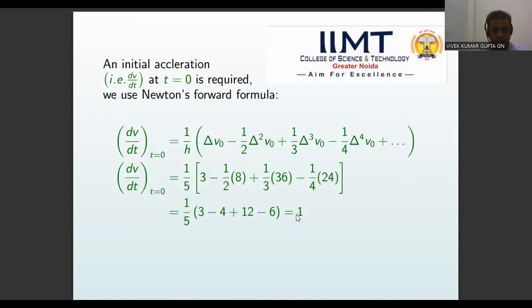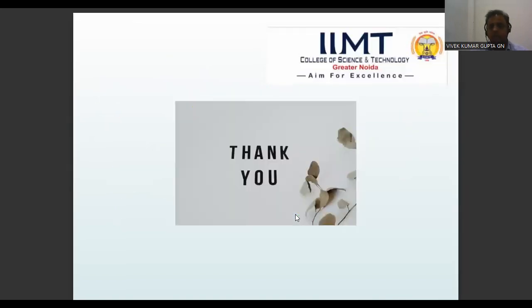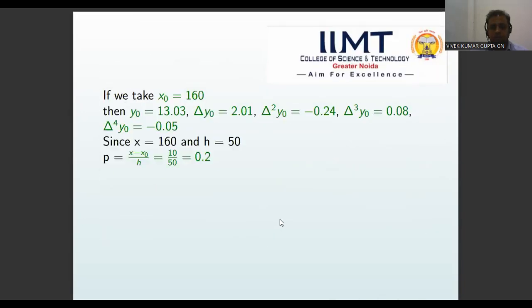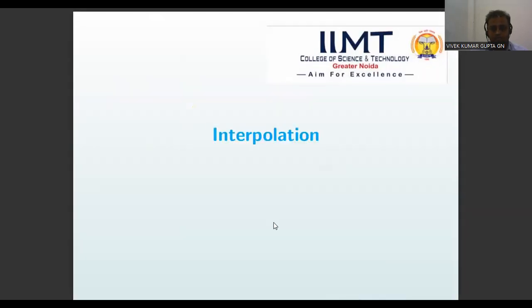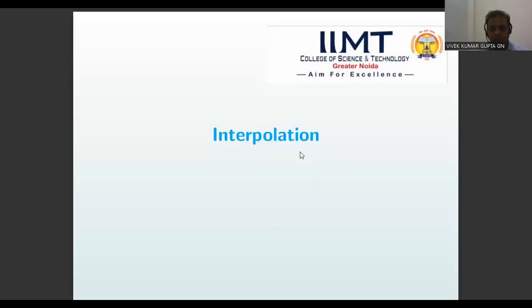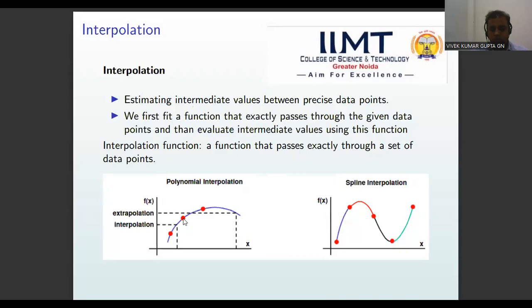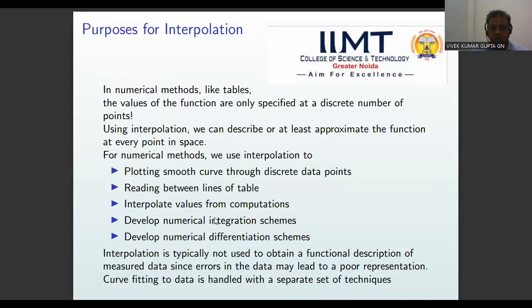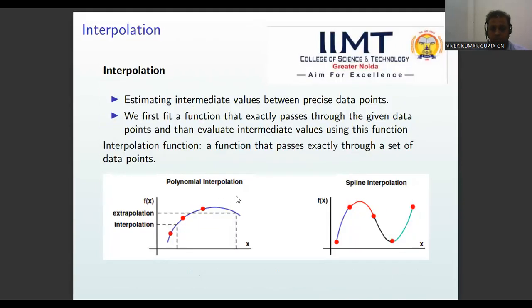So let me recall what we have discussed in this lecture. We have discussed numerical differentiation using interpolation. When we want to find numerical differentiation, suppose we are given discrete data in tabular form, and in some cases some data are missing. So we form an interpolating function, in the form of a polynomial, to interpolate or extrapolate the missing data.